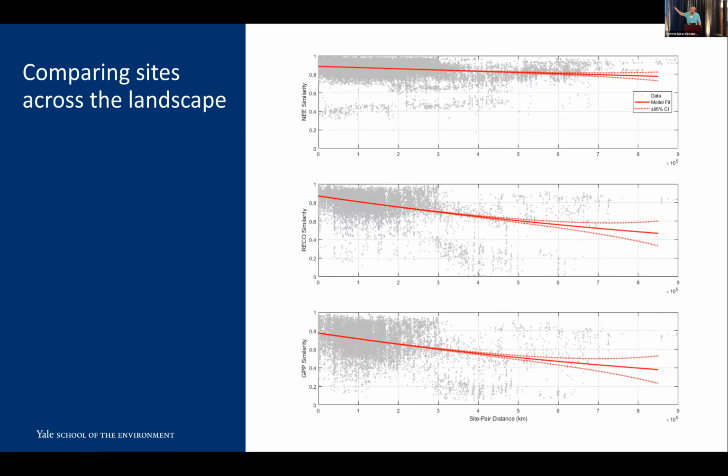So that's NEE at the top here. I also have respiration first and then GPP. And a little bit surprising to me is that the photosynthesis relationship drops off faster. I would have thought it would have been the exact opposite, but it looks like this across all sites in the network. Respiration scales out across the landscape pretty darn well.